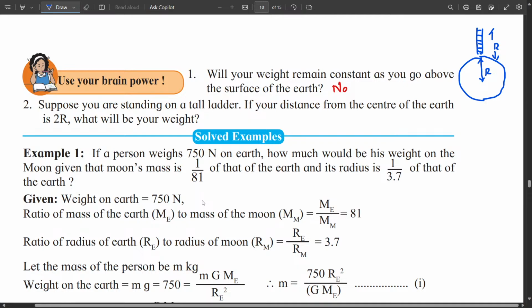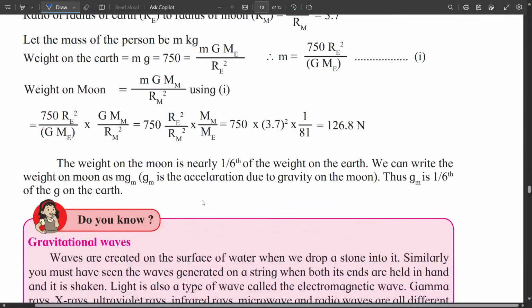That means your distance from the center of Earth is 2r, then the gravitational acceleration is capital G capital M upon (2r) square, that is equal to GM upon 4r square. So this g at height is equal to 1/4 g on the Earth's surface. As the gravitational acceleration becomes 1/4, your weight will also become 1/4 at that height.